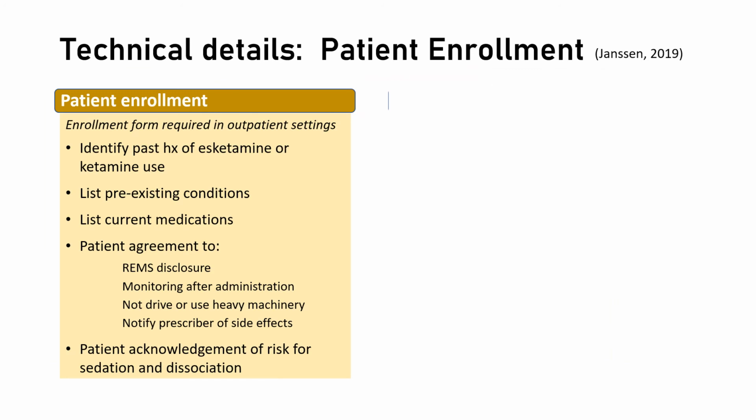To enroll a patient in REMS, the provider fills out a form. They assess history of esketamine or ketamine use, prior allergies or side effects, medical contraindications, and potential medication interactions. The patient signs an enrollment form, which reviews expectations for in-office monitoring, potential for sedation or dissociation, transportation requirements, and REMS reporting.